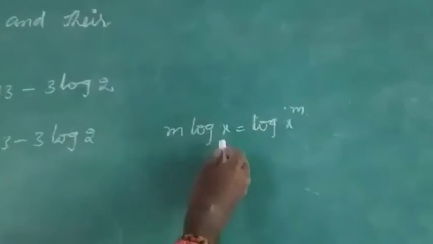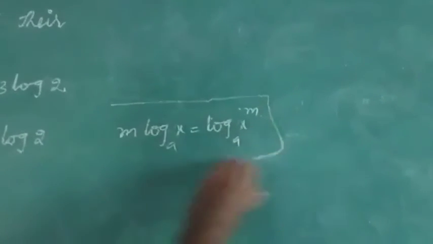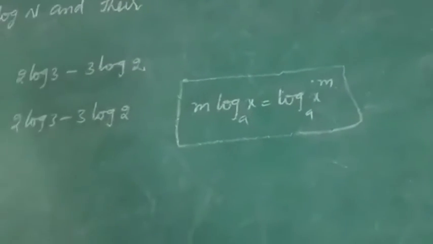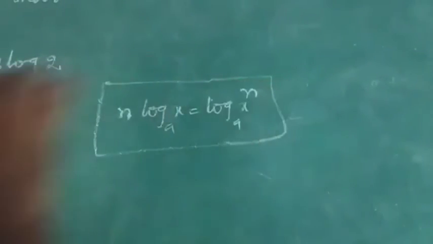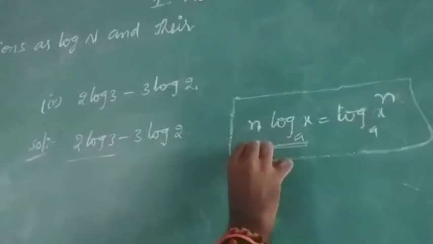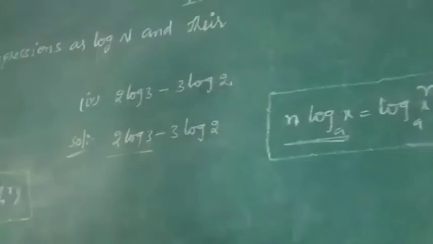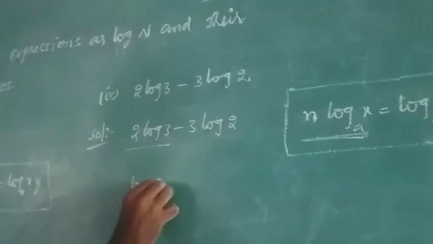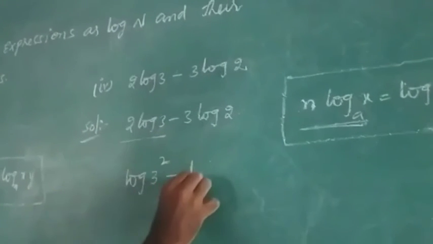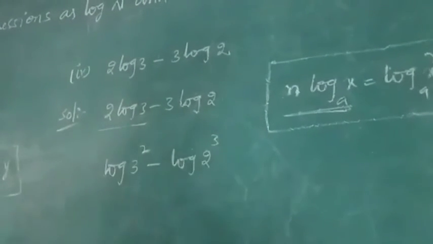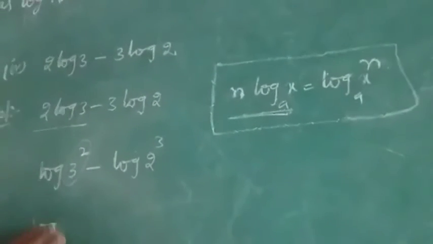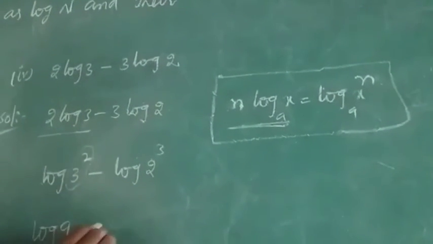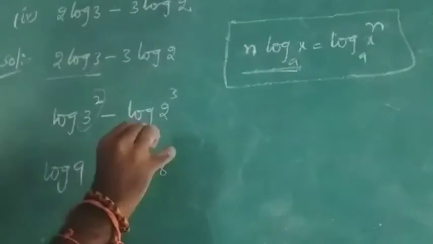Here m, so base is a. You can use this also. Or otherwise, according to the textbook, don't take m, you take n. Only one thing you observe, it is there in this form. So now I am writing in this form. What can I write now? Log 3 to the power of 2 minus log 2 to the power of 3. Now you can do the calculation: log 3 to the power of 2 value is 9, minus log 2 to the power of 3 value is 8.